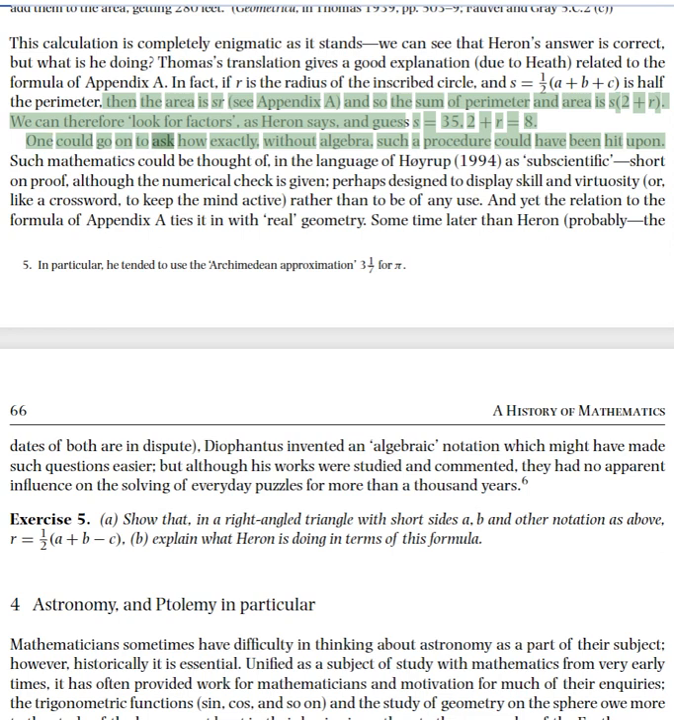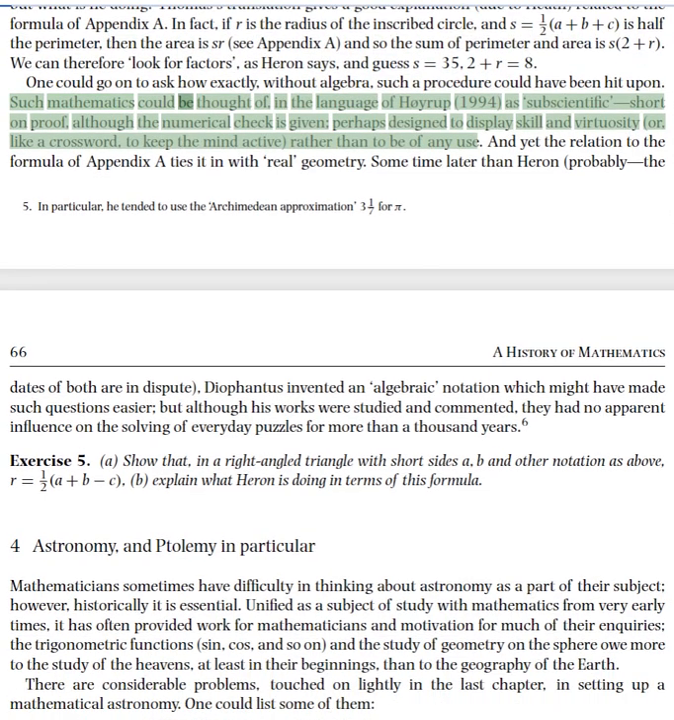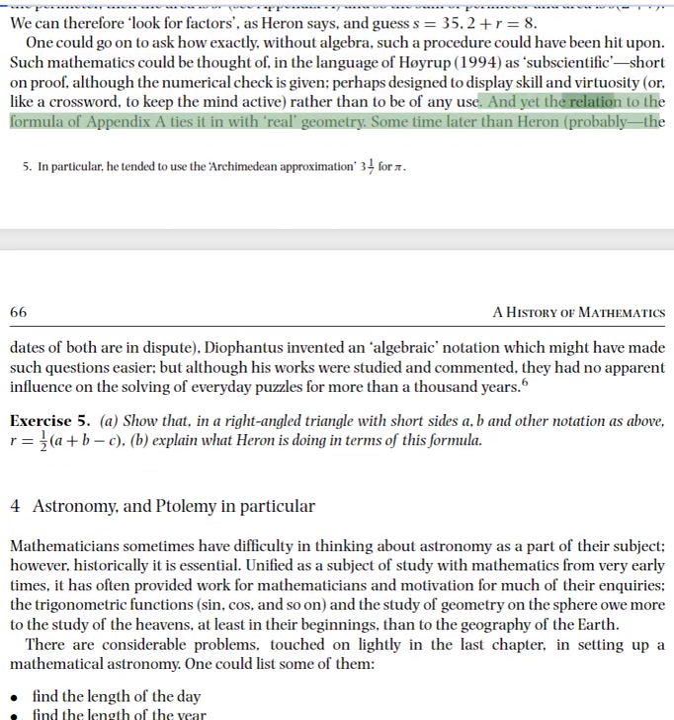One could go on to ask how exactly, without algebra, such a procedure could have been hit upon. Such mathematics could be thought of, in the language of Høyrup, as subscientific, short on proof, although the numerical check is given, perhaps designed to display skill and virtuosity rather than to be of any use. And yet the relation to the formula of Appendix A ties it in with a real geometry.